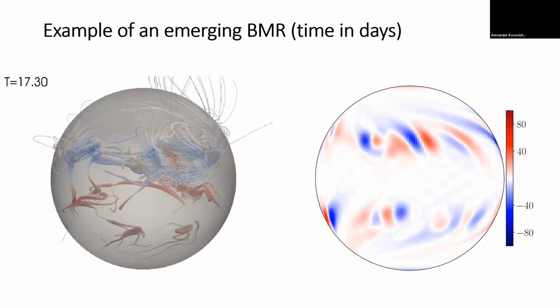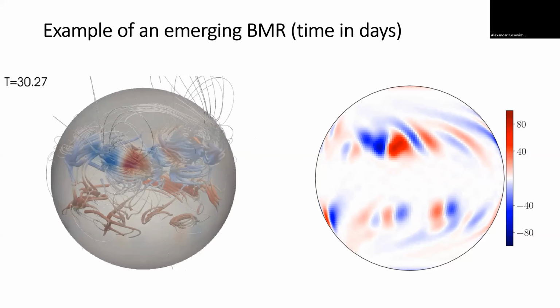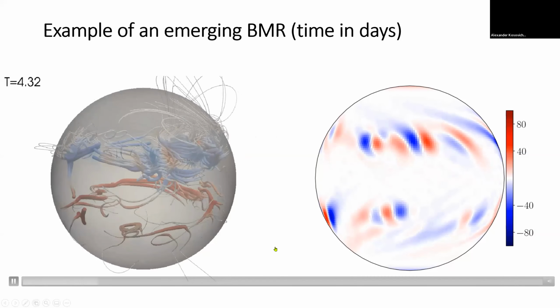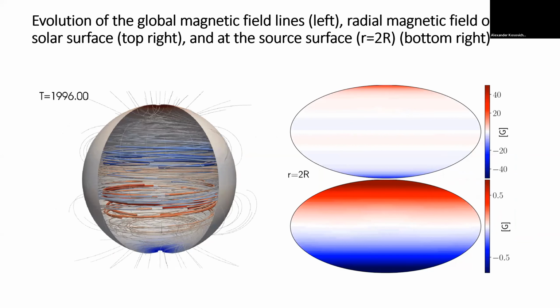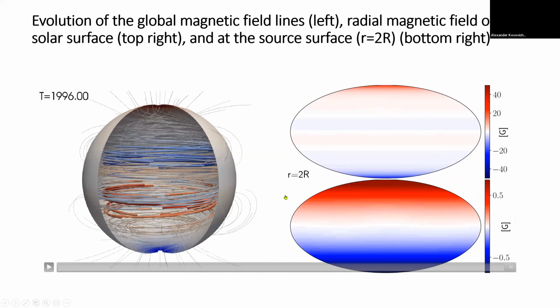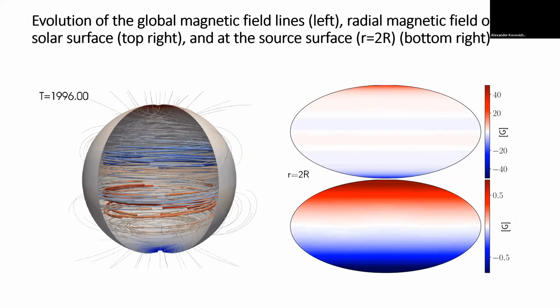One of them is here, the time is in days in this movie. And then here is another movie that shows the evolution of the magnetic field. The movie at the bottom right shows the magnetic field at the source surface. So that's the question that life asks: how does it reflect the large-scale structures?